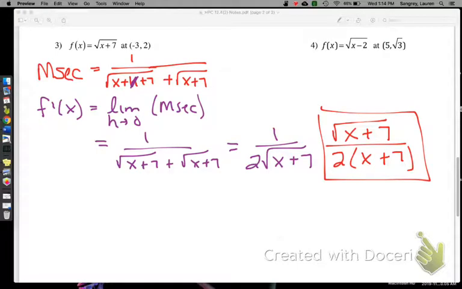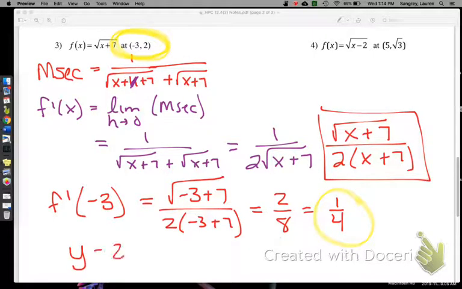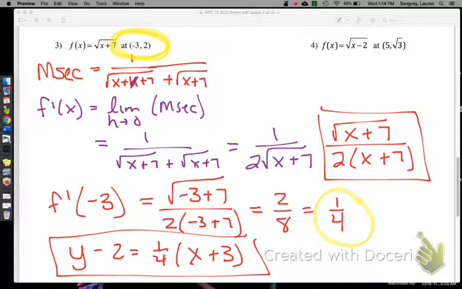All right, now we need to look at the point that they gave us, negative 3, 2. So I am going to evaluate the derivative at that x value, which is negative 3. And it looks like I should get 2 over 8, which reduces to 1/4. So there's your slope. So now I'm going to use point slope form with the point that we just found and the slope that was given to us. And we are all done.